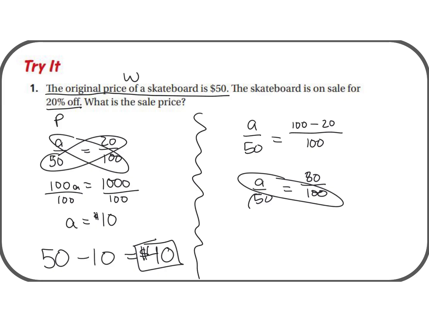Cross multiply. If in this situation you just wanted to look and see if you can make a connection, do I need to cross multiply? No. Cross multiplying always works though. 100A equals 80 times 50, which gives me 4,000. Dividing by 100, we see that our answers match.